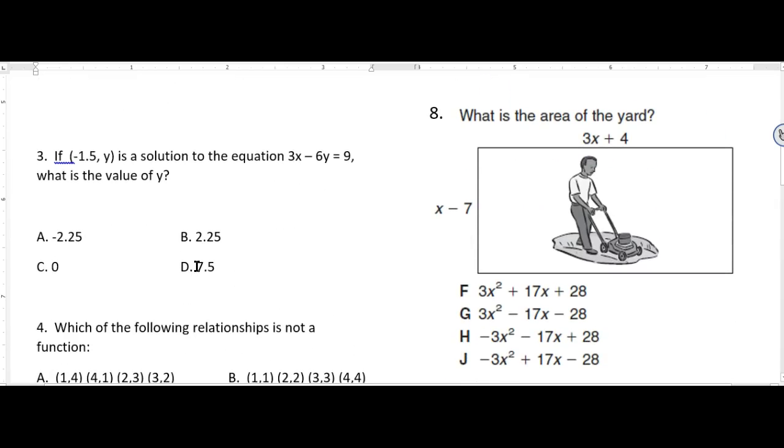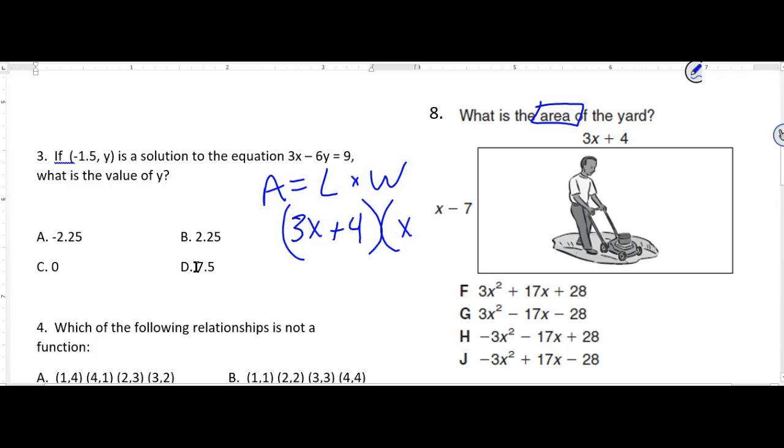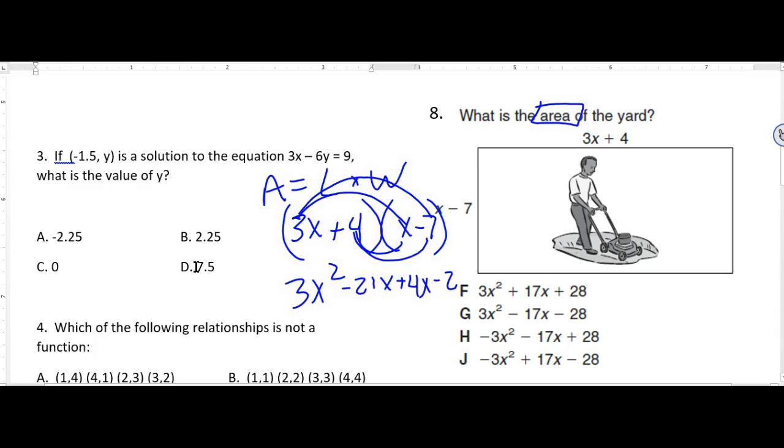Number 8, we have a beautiful little yard here with dimensions 3x plus 4 and x minus 7. They want to know area. We know that area is length times width, which is 3x plus 4 times x minus 7. This is just a FOIL problem. 3x squared. Outside is negative 21x. Inside is 4x. Last is negative 28. Combine like terms. In the center, we get a negative 17x. So 3x squared minus 17x minus 28 is G.